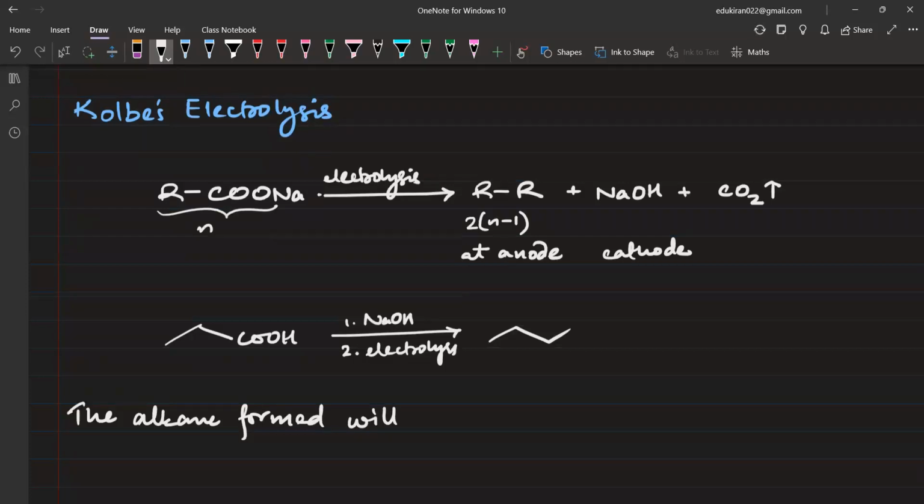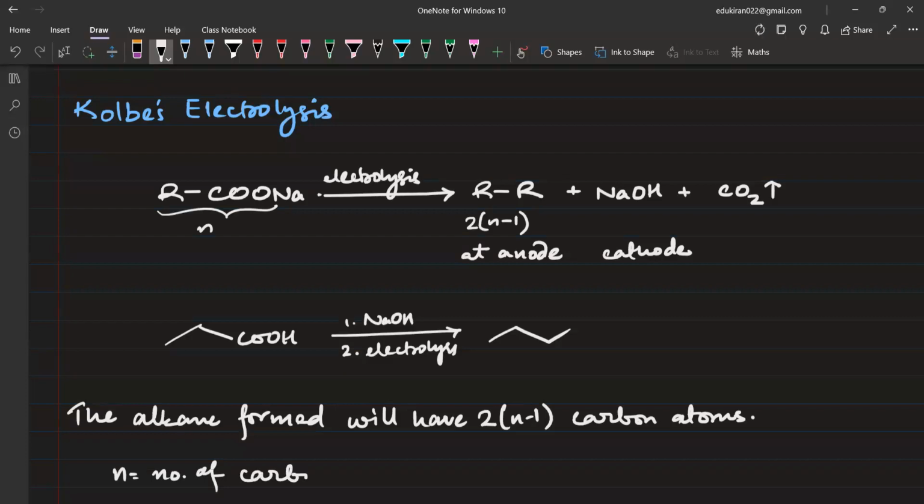So here the alkane formed will have 2 into n minus 1 carbon atoms, where n is equal to the number of carbon atoms in the carboxylic acid.